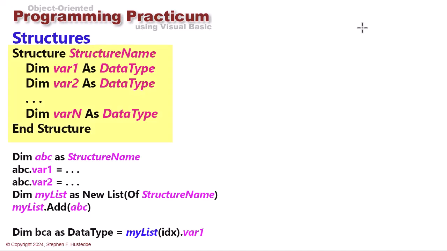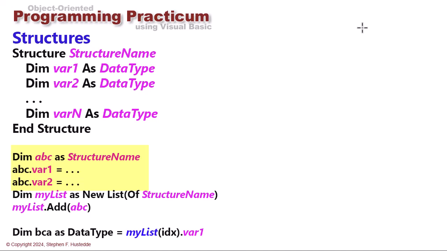So we define the structure with the keyword Structure and give it a structure name, and then we get an End Structure, just like we have with a loop, and inside that structure we can define our different variables. Then I can Dim a variable as that structure name, and so it becomes a data type.